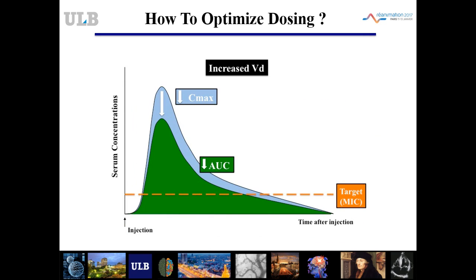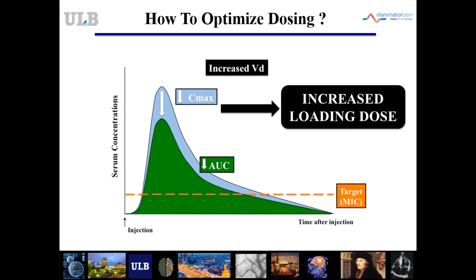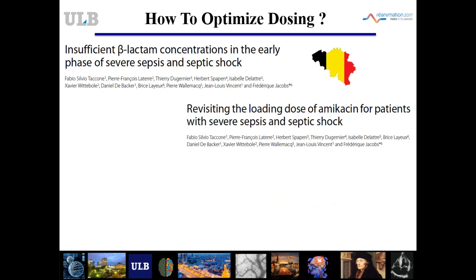The volume of distribution is larger, so you have to increase the loading dose. And the loading dose is extremely important to optimize drug concentration. This is independent of renal function. You give the loading dose according to the patient's characteristics and not according to renal function.